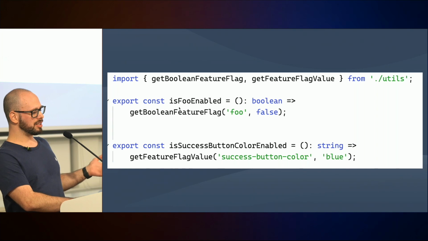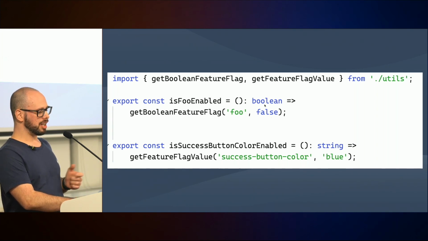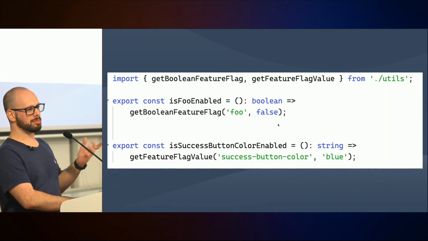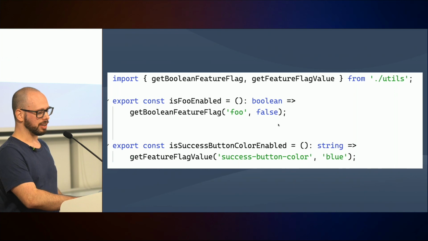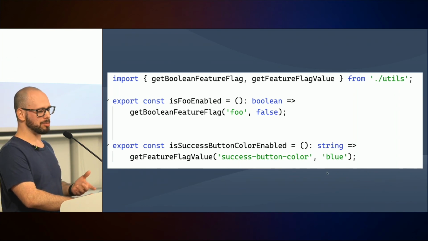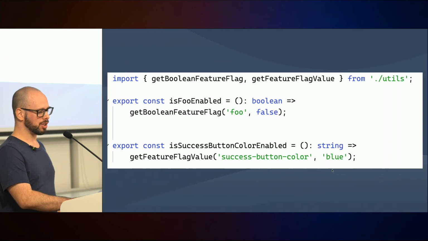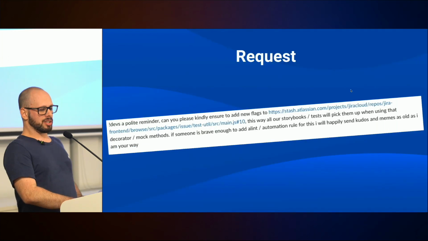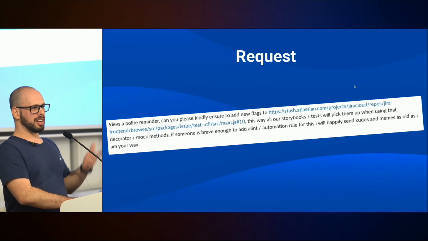So the code people write is, for example, like this: isEnabled, and then you get Boolean, and then you can have a default value, for example false, or you can set any default value. In this case here, the button, the designer decided to be blue, so that's kind of a mock-up for it. So yeah, that was the request. I kind of already said that.